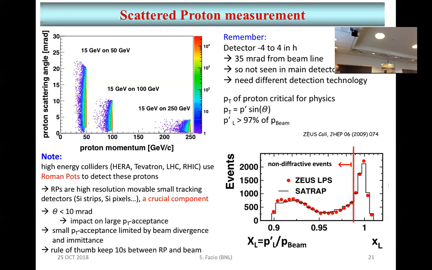All right. Then we need something beyond the Roman pots. I agree with that. Yes, 35 is in the main detector. But there is a region between 10 milliradian and 35, a region in the middle. That's all I'm pointing to. You don't only want Roman pots in the main detector. No.